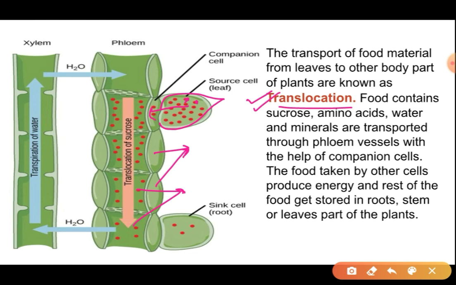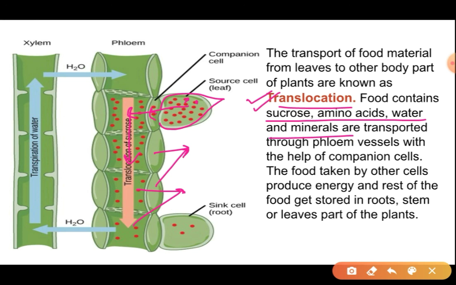So first of all, from the leaves the food molecules reach the companion cell, and this companion cell then makes the food material reach the phloem vessels. Then the phloem vessels transport the food material to all the body cells. This food contains sucrose, amino acids, water and minerals. All these materials are transported by the phloem vessels.